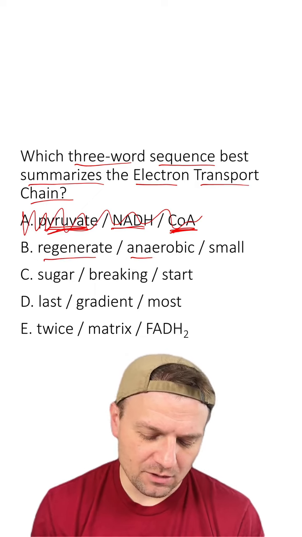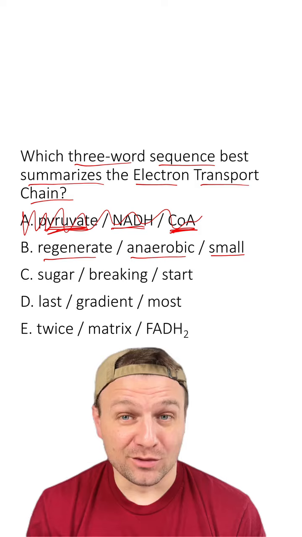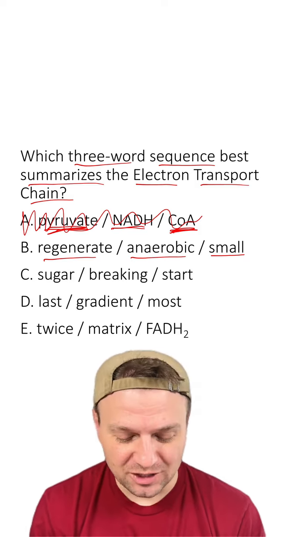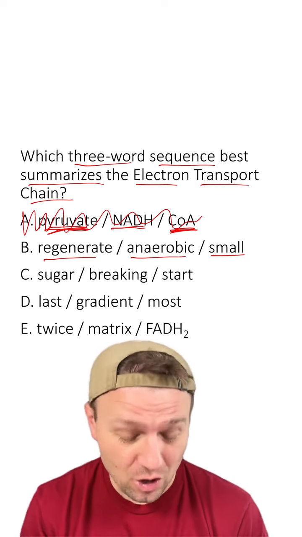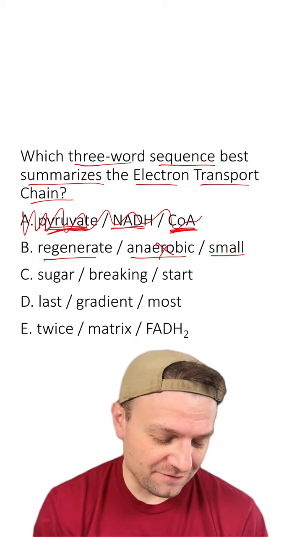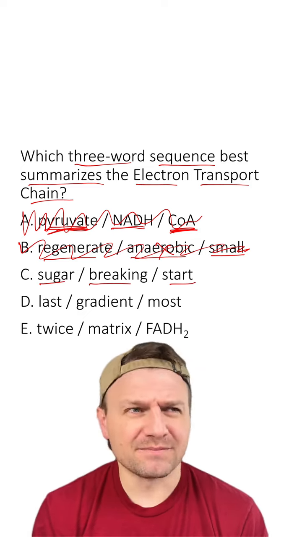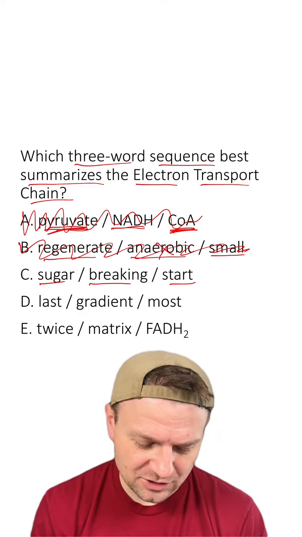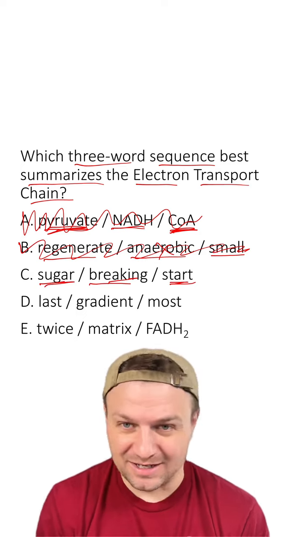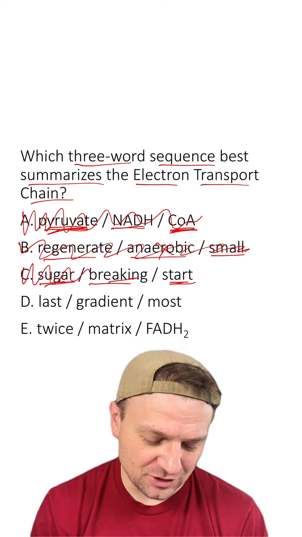B. Regenerate, anaerobic, small. This would be a really bad description because, again, electron transport chain uses oxygen, which means it's aerobic, so this word would definitely not fit, which means this answer is wrong. C. Sugar, breaking, start. That sounds like glycolysis because it starts breaking down sugars at the beginning of cellular respiration, so I don't think this is a good choice.